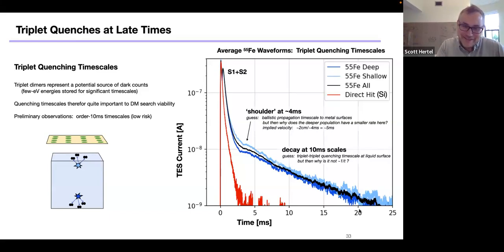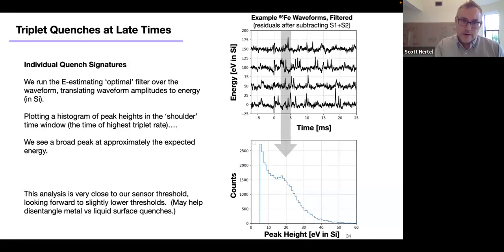Varying the cell will obviously give us a really strong handle on what of this changes in what way when we vary the cell dimensions. But from a particle physics standpoint, this is all good news. These timescales are workable. They're not too long to ruin the experiment. The sensor has, remember, a 2-and-some eV sigma resolution, which means that we're kind of just barely able to see individual triplet quenches. So here we're running a filter that translates pulse amplitude into eV.